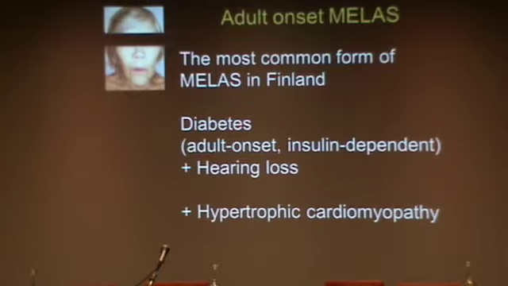This woman here was completely asymptomatic until 50 years of age. Then she developed diabetes and hearing loss, and the MELAS mutation was found. She has almost 90% of mutant mitochondrial DNA, living 50 years healthy. And then we have children who have the same mutation percentage who develop a very severe brain disease. So there's a lot for us to study and understand, why the difference in manifestations. However, she also had hypertrophic cardiomyopathy, and this was her major problem.